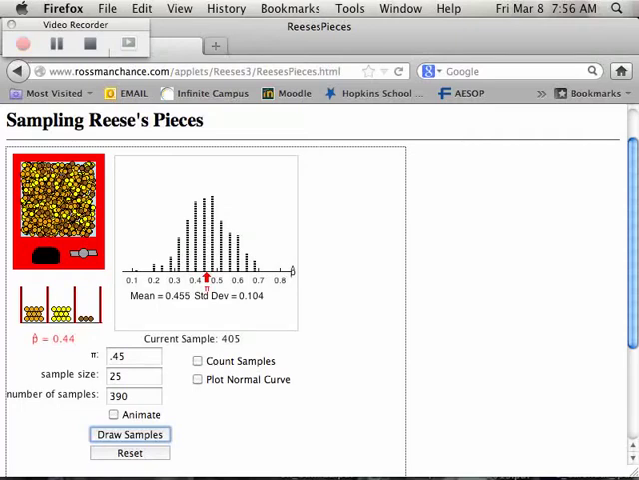Standard deviation is 0.104. The range looks like it goes from, ooh, there's one way down here. You see that one? That probably is an outlier. So we have all the way from maybe 0.12 to 0.68 with a possible outlier at 0.12. So I'm going to write all this stuff down in our packet.